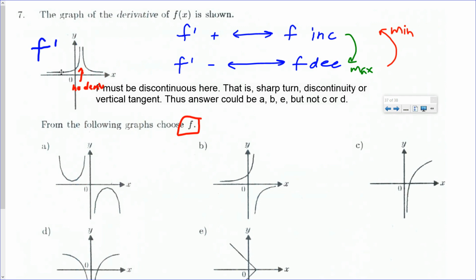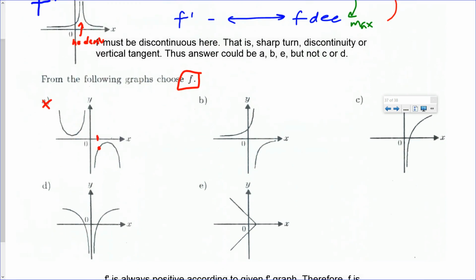I'm trying to help you guys out. When do I have no differentiability? When I have a sharp turn. So right here, there must be a sharp turn, or vertical tangent, or a discontinuity. You guys good with that? Let's look at this part right here. Do you see it's continuous here, right? So it's not this picture. You have to have a sharp turn, a vertical tangent, or a discontinuity.